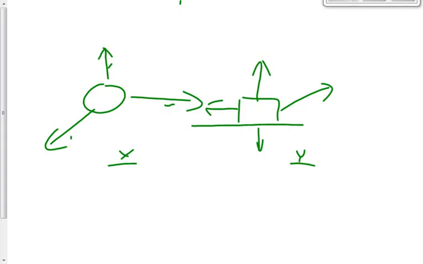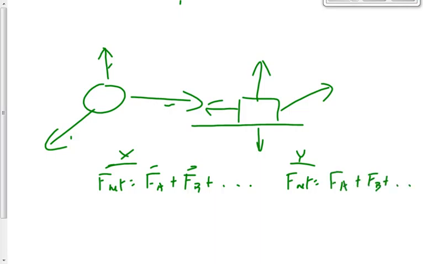Then I want you to do F net is equal to the sum of the forces for both of them. FA plus FB plus whatever we got. Get the net force for X, get the net force for Y, and then what do you think you're going to do with them once you've got the X and the Y net force?